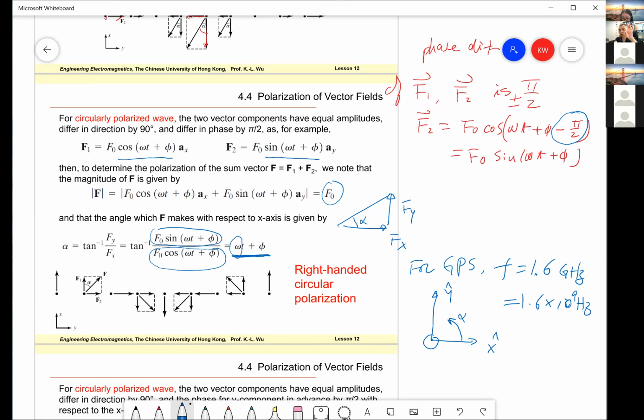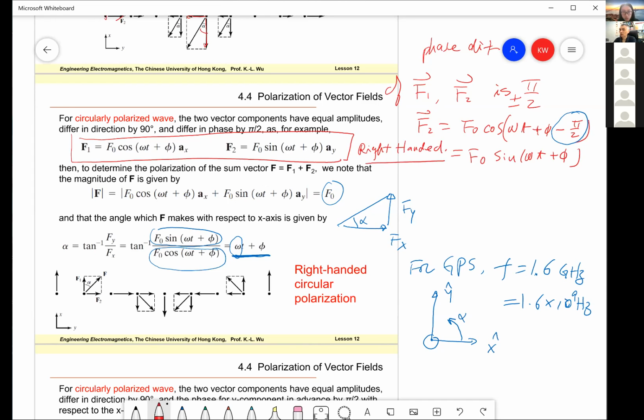So how do we describe a left hand wave mathematically? For the right hand wave, if you can remember this, the X component is cosine and the Y component is sine. That can save you a few minutes in the examination. So this is right handed.